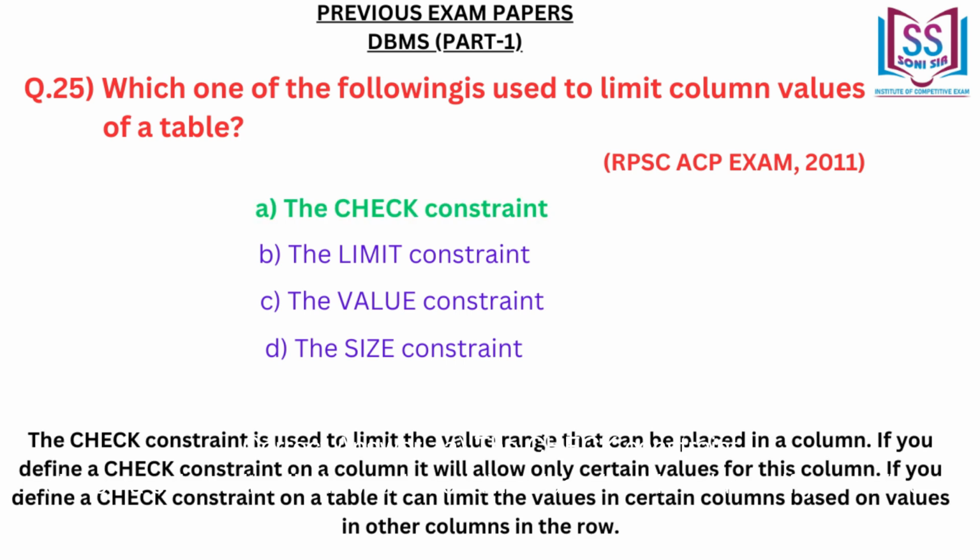The check constraint. The check constraint is used to limit the value range that can be placed in a column. If you define a check constraint on a column, it will allow only certain values for this column. If you define a check constraint on a table, it can limit the values in certain columns based on values in other columns in the row.